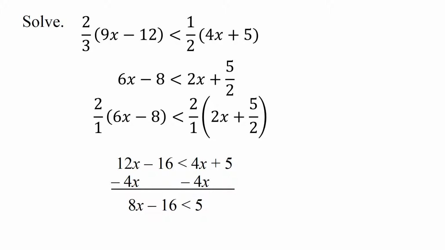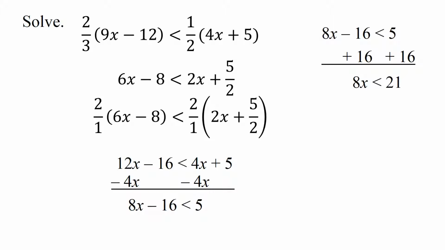Let me move this to the top here, kind of running out of space. And I'm just going to isolate the x. So get rid of the 16 by adding 16 to both sides. 8x is less than 21. And then I'm going to get rid of the 8 coefficient by dividing both sides by positive 8. Again, because we're dividing by a positive, that inequality is not going to change. It's going to stay on less than.